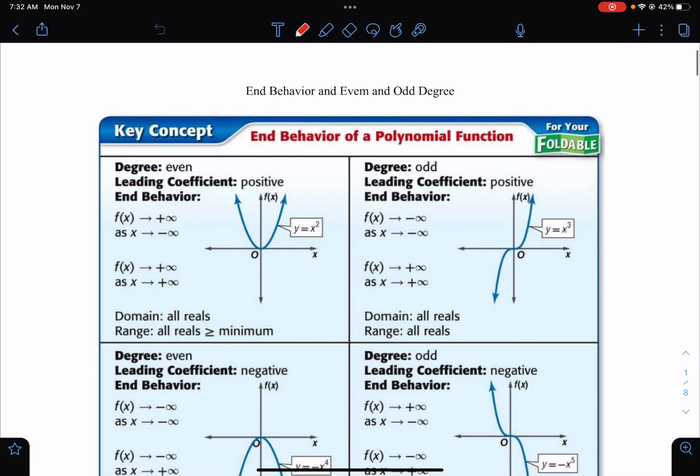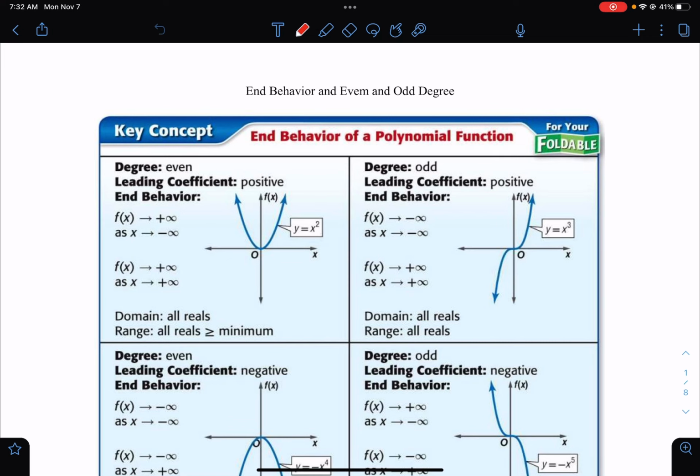Hello everyone, so today we're going to go over the end behavior of polynomials. The end behavior of polynomials has a lot to do with the highest power. So essentially you have to look at the highest power of the polynomial, and then you also have to look at the leading coefficient, so the coefficient on the highest power there.